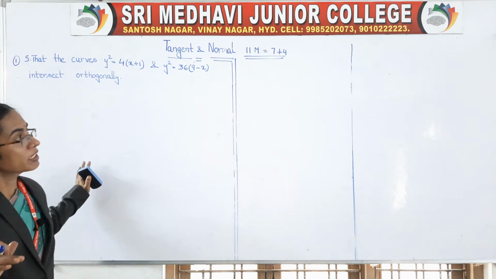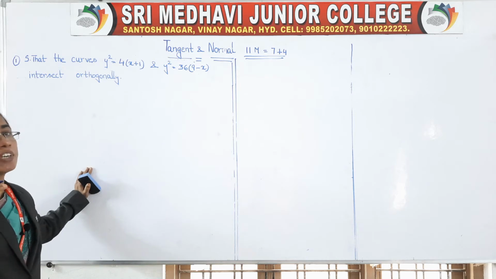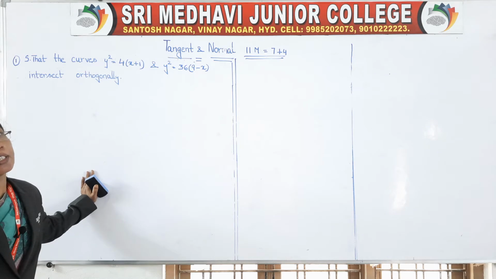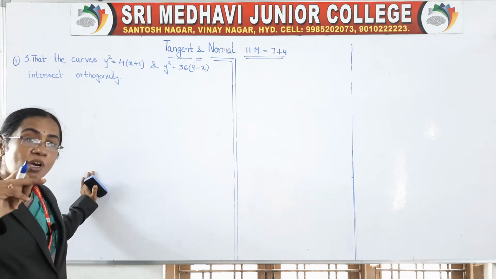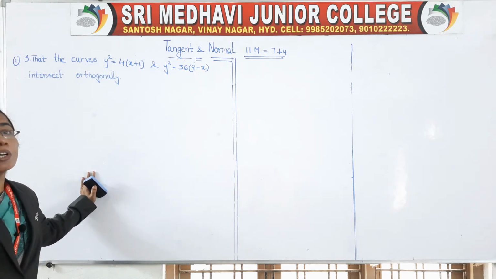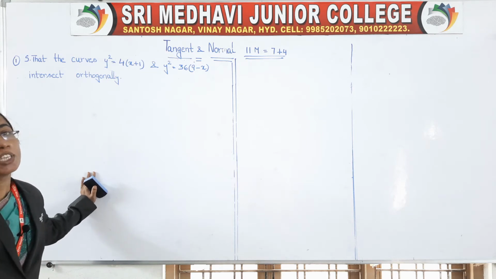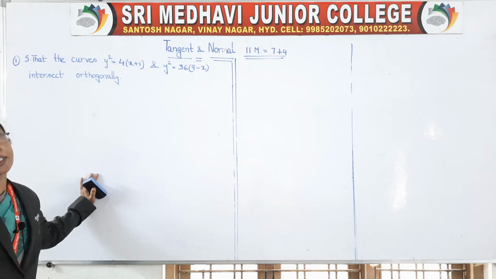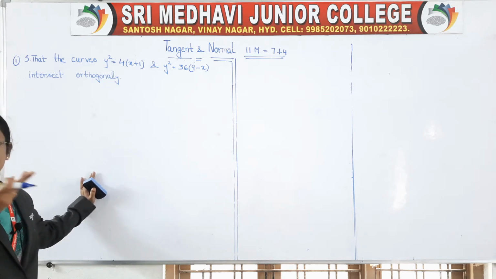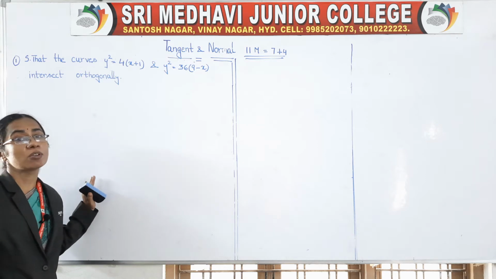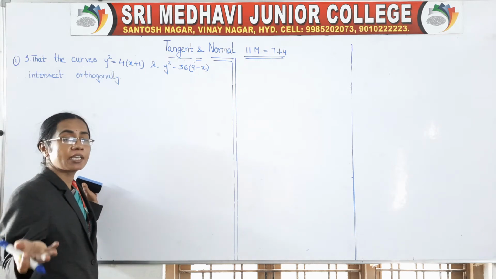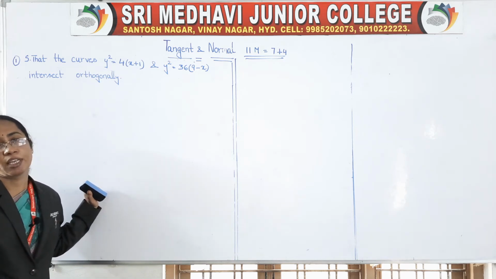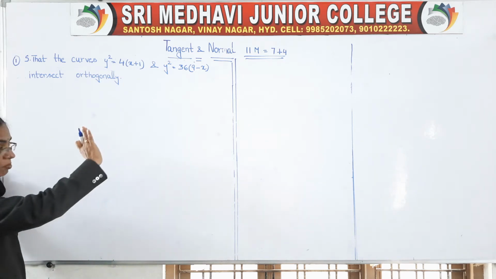Okay, so simple thing, first of all we have to find the point of intersection. Once we get the intersection, you find out the slope at that point of the first curve, that is m1, and the slope of the second curve at that point, that is m2. Take the product, m1 m2 is equal to -1, then the two tangents are perpendicular to each other, which means definitely the curves are also perpendicular to each other, so they are orthogonal. So that is the concept of this problem.